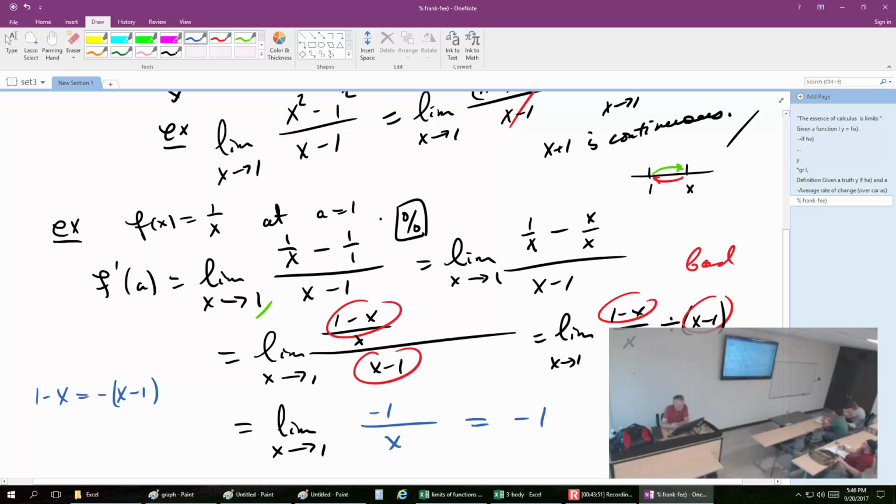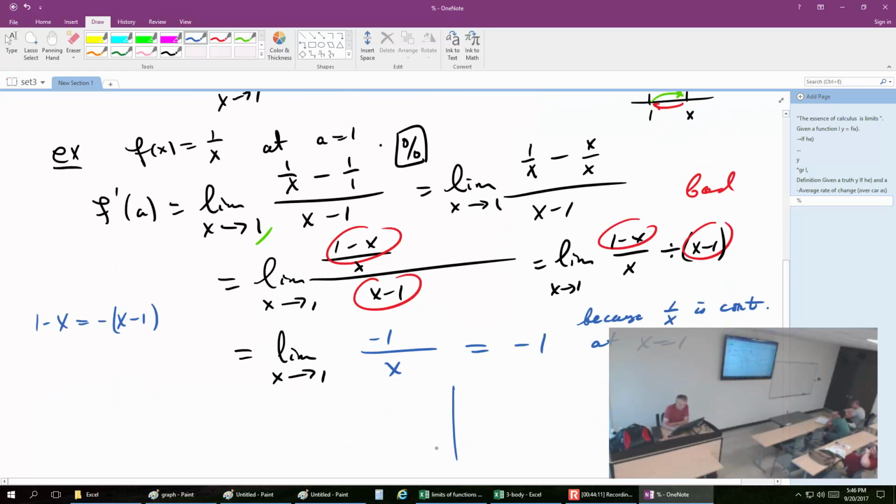And once again, the magic words are because 1 over x is continuous, and this time I want to be more specific, at x equals 1. It is not continuous at 0, but as a rational function, elsewhere it is continuous. So the slope is negative 1. You can confirm that easily with the graph. This is the slope like this.